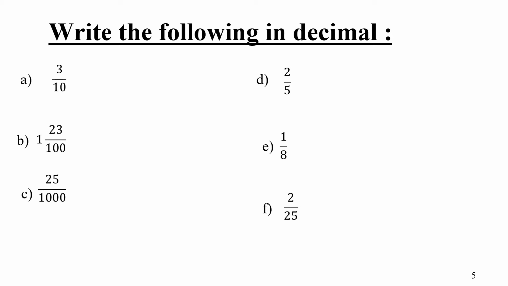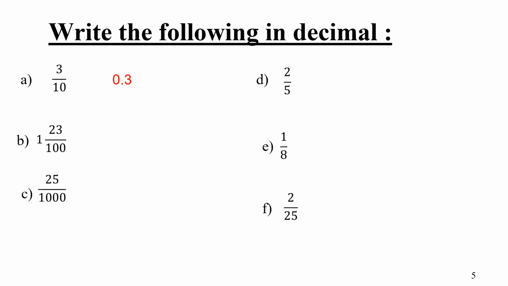Here he asked you to write the following in decimal. Number A, 3 out of 10. If I want to write it in decimal form, I'm going to put the decimal point and just one place after the decimal point. In this place we are going to write 3. And we are going to put 0 in the whole number, as there is no whole number here. So the answer will be 0.3.